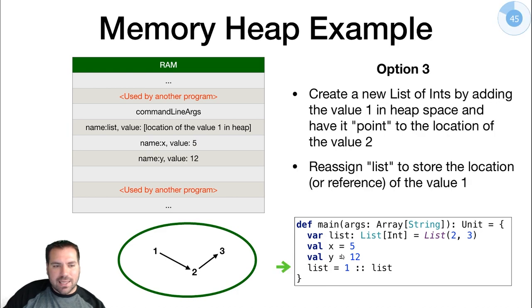We add x and y to the list. And when we reassign list, we're going to allocate more memory in heap space. We're going to get this value 1, which points to 2, which points to 3. We'll talk about that in much depth when we get to data structures and linked lists. And reassign list to the location of the value 1 in heap space. So now instead of referring to 2, it's going to refer to 1.